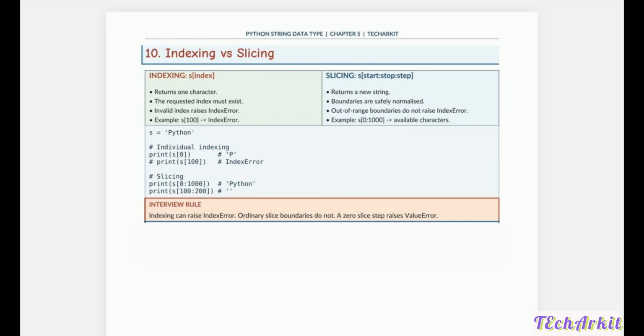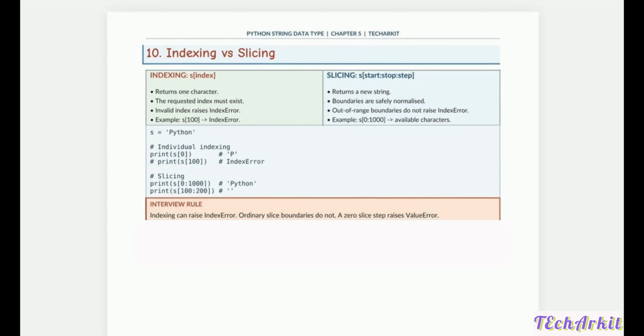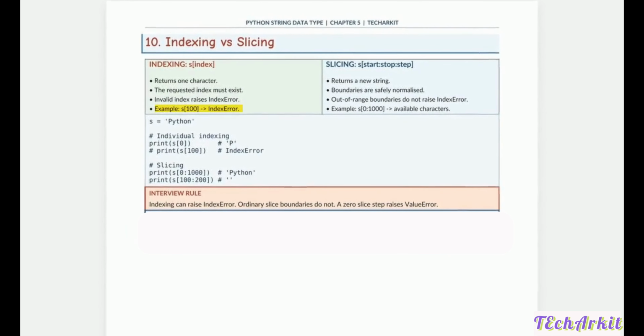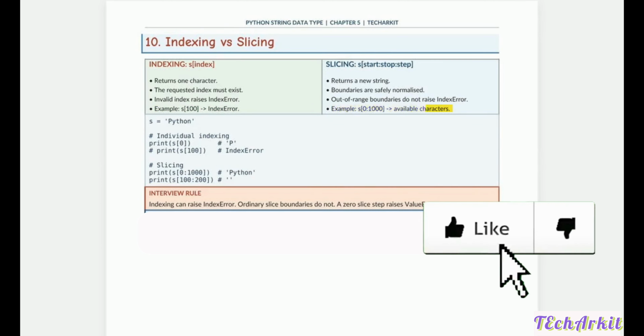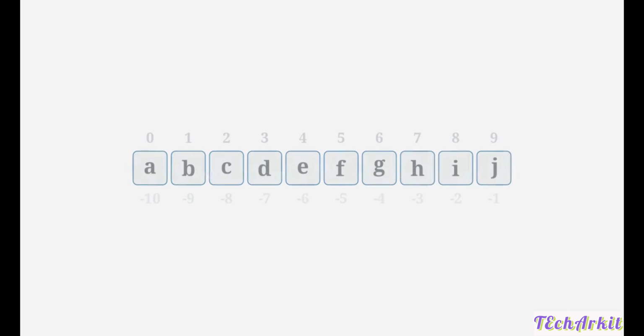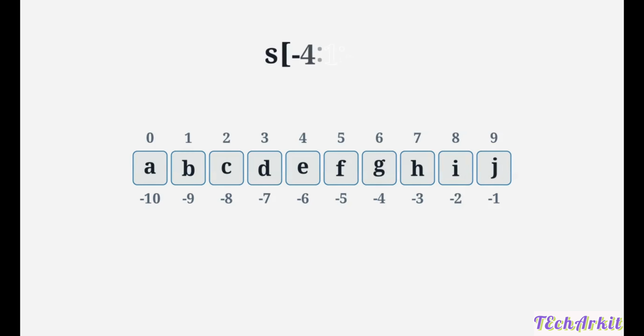A major distinction exists between individual indexing and slicing. As this comparison table shows, requesting a non-existent single index, like S[100], crashes the program with an index error, but slicing handles boundaries differently. Requesting 0 to 1000 safely clips to available data, returning characters without failing. This clipping behavior makes the slice operator a robust tool for extracting data from external sources, where the exact length might be unknown or variable.